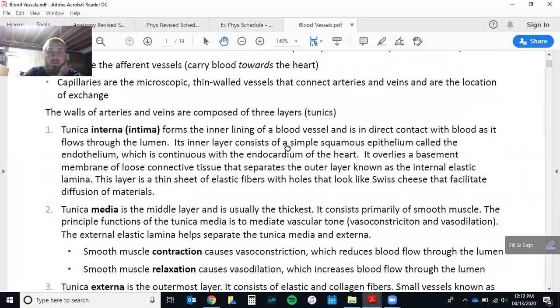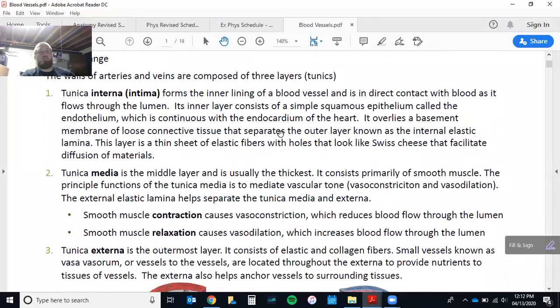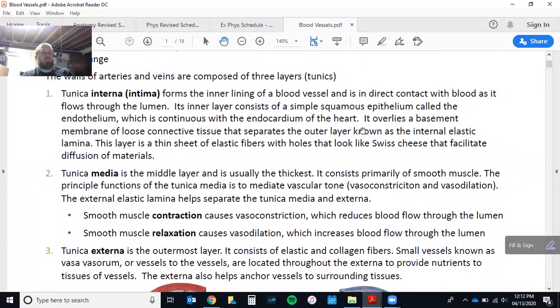Let's read through them. The tunica interna, which you'll sometimes see listed as the intima, forms the inner lining of a blood vessel and is in direct contact with blood as it flows through the lumen. Its inner layer is composed of simple squamous epithelium that we call endothelium, and this is continuous, in the exact same setup as what we had in our heart, which we learned the other day is called the endocardium.